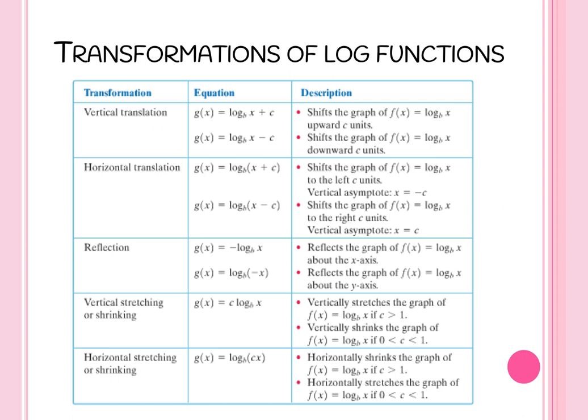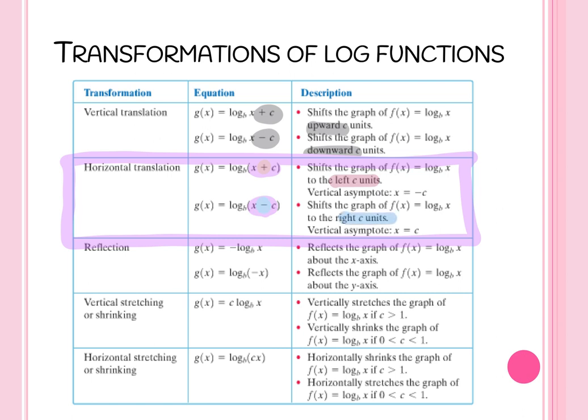All right, transformations work exactly the same. If there's a vertical transformation, it's happening after the log, so not inside the parentheses. If it's positive, it shifts up, and if it's negative, it shifts down. The most important one on logs is the horizontal translation, because it shifts your vertical asymptote. If it happens inside the parentheses, if it's a positive, it's a shift to the left, and if it's a negative, it's a shift to the right.